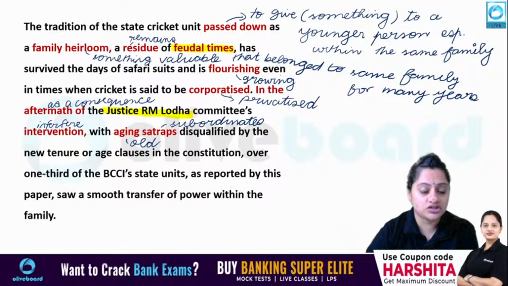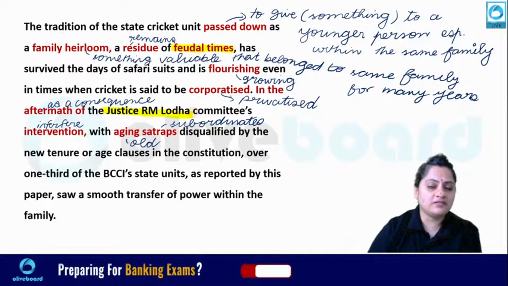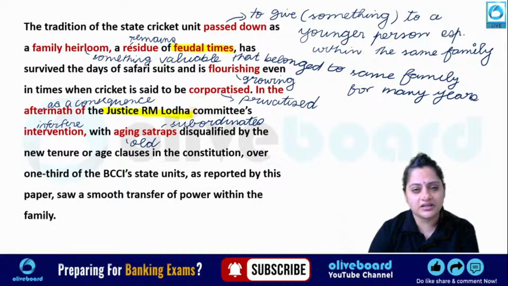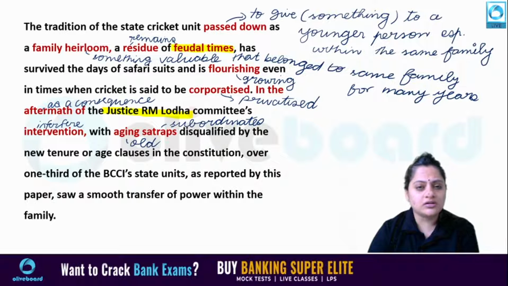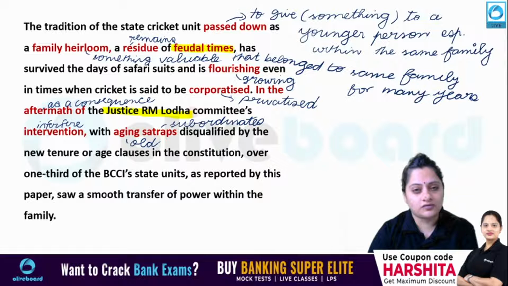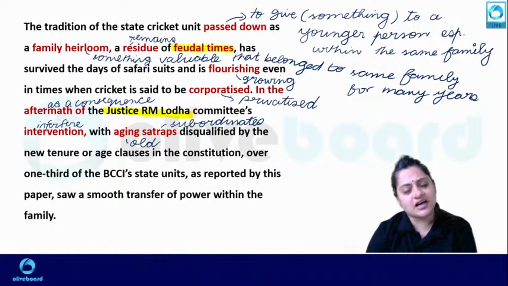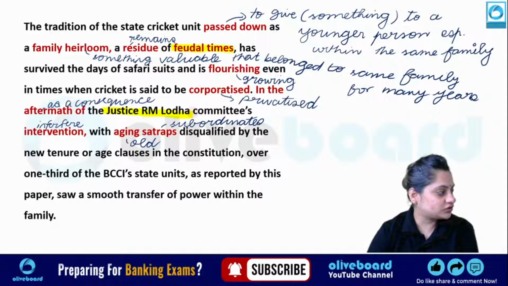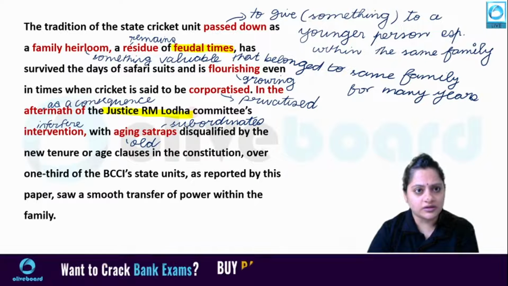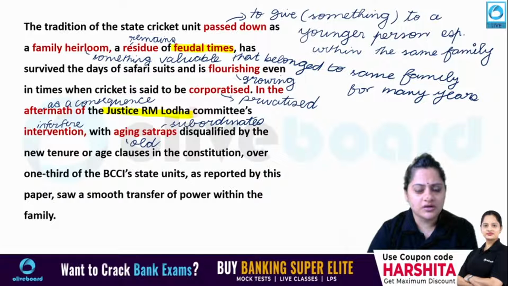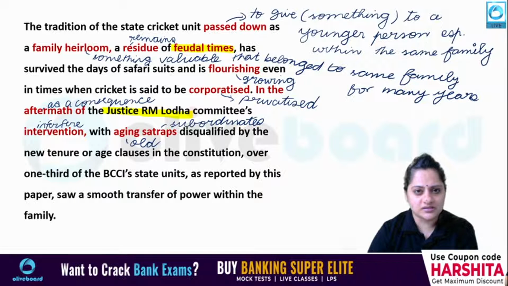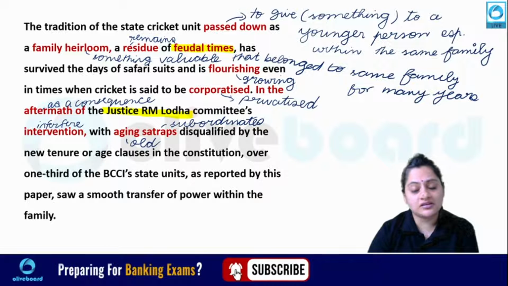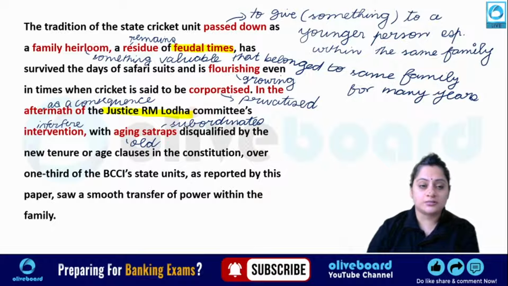There will be new age and tenure clauses that will be there. So when this happened, the RM Lodha committee, the panel members decided that there will be a new clause for age and tenure. All these family members who are leading, who are at the top of the cricket board, they smoothly transferred their power in the family itself. So it used to happen earlier also. State cricket units were passed down to their family members. And it still happens even when cricket is privatized. Now it is commercialized.